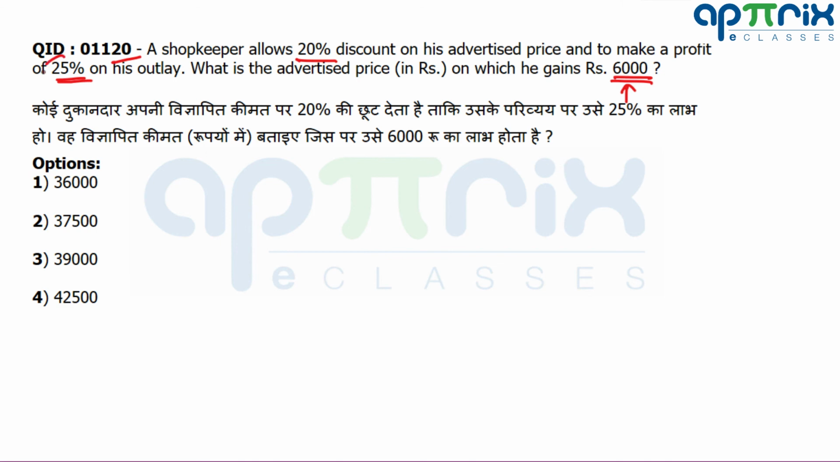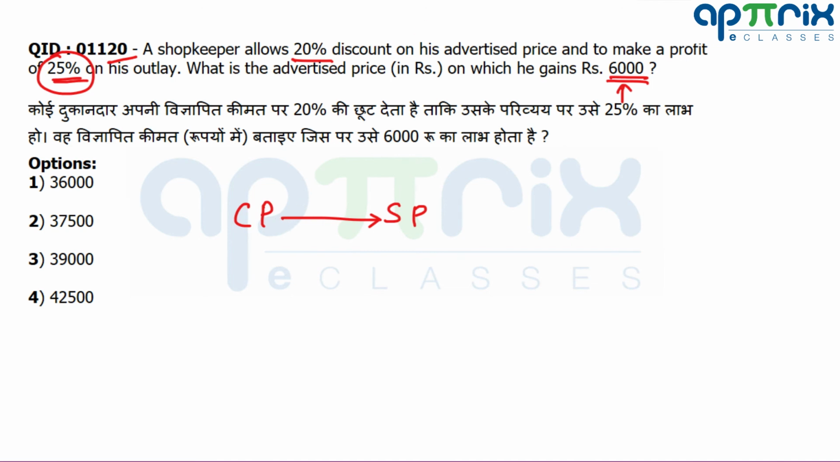The ultimate thing is that there is 25% profit on the outlay. It simply means that if I have a cost price and I have a selling price, finally the selling price will be 25% more than the cost price. So you can either write it in terms of percentages, or you can even write in this form that you can assume your cost price to be 4, your selling price to be 5, then this is represented by 1 rupee profit or 25% profit. So this is simply 25% profit.